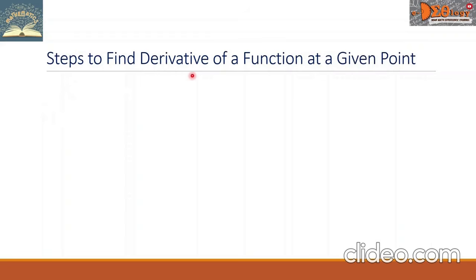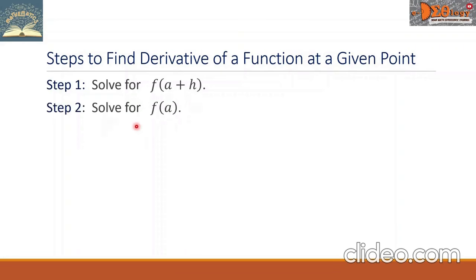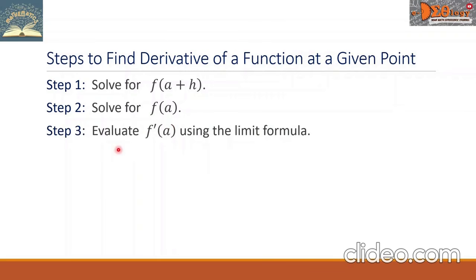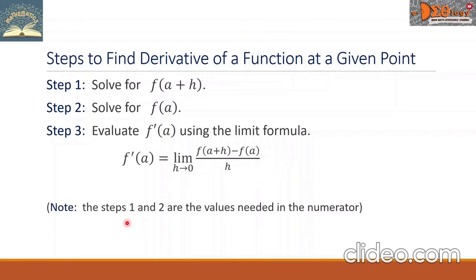Here are the steps to find the derivative of a function at a given point. Step 1. Solve for f of a plus h. Step 2. Solve for f of a. Step 3. Evaluate f prime of a using the limit formula. And this is the formula. Note that steps 1 and 2 are the values needed in the numerator of this formula.